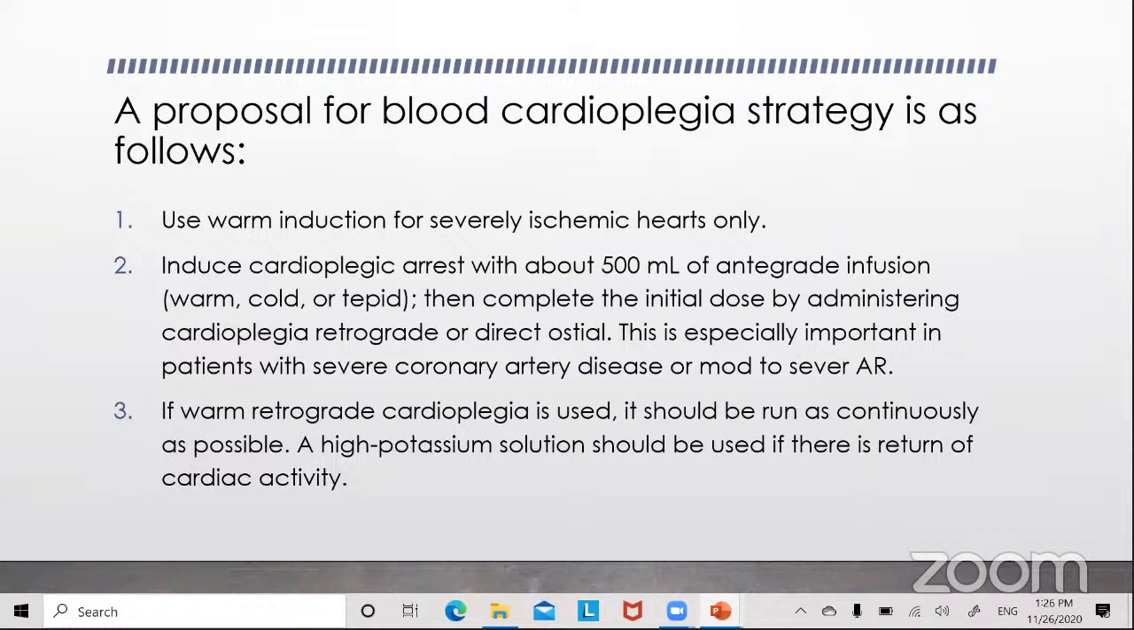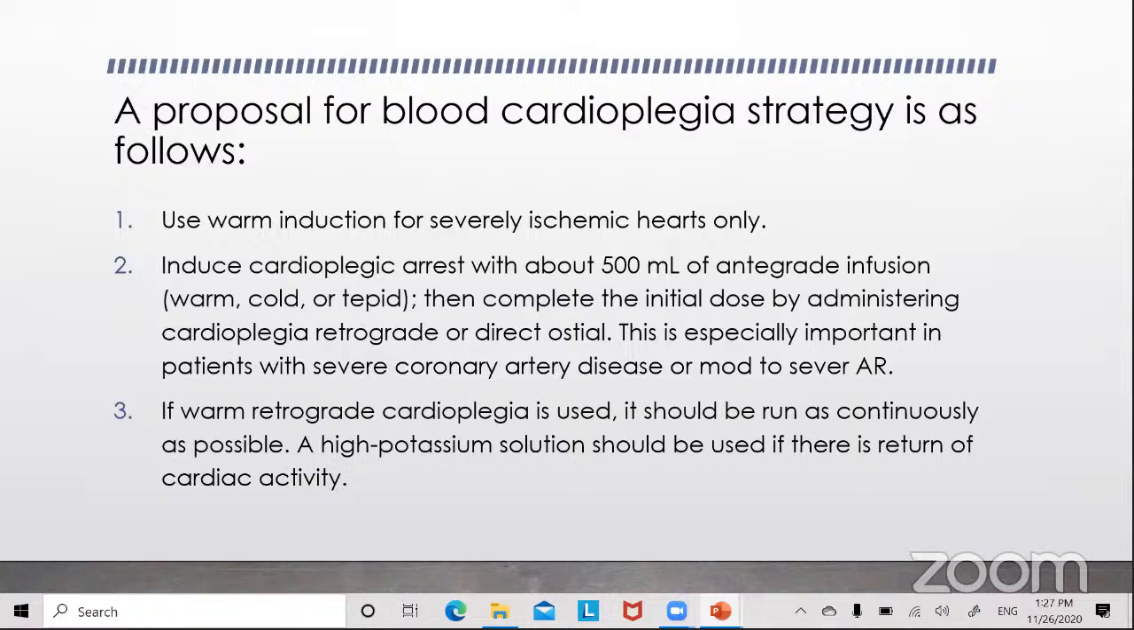These are some general principles in myocardial protection and in delivery of cardioplegia. Use warm induction for severely ischemic heart. Induce cardioplegic arrest with about 500 ml of antegrade infusion, then complete it with administration of a retrograde or direct ostial infusion. This is especially important, as I mentioned before, in patients with severe coronary artery disease or moderate to severe aortic regurgitation. If warm retrograde cardioplegia is used, it should be run as continuously as possible.